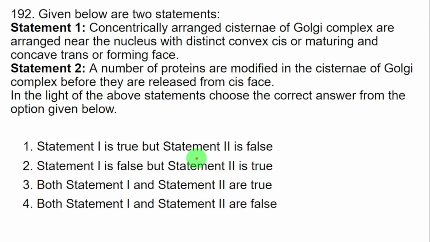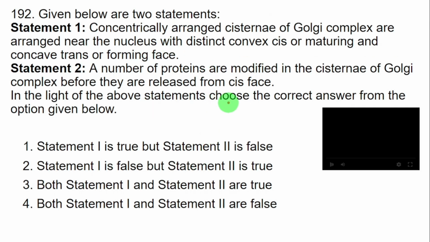Welcome, NEET aspirants. This question is from the chapter Cell, the Unit of Life. Let's attempt the question now.